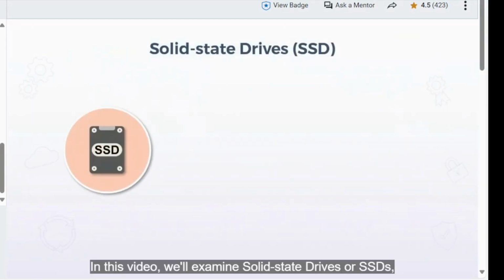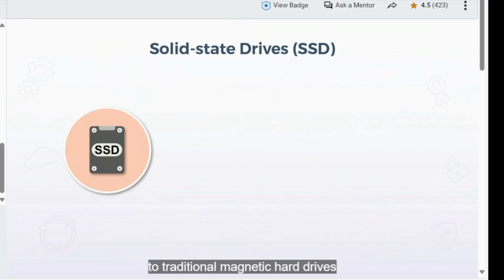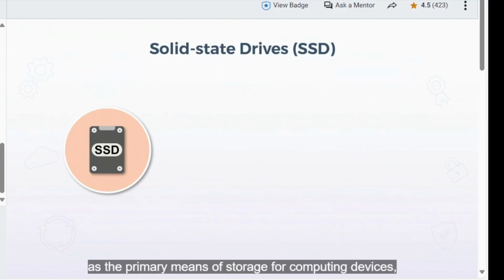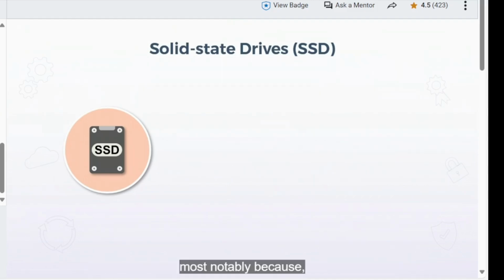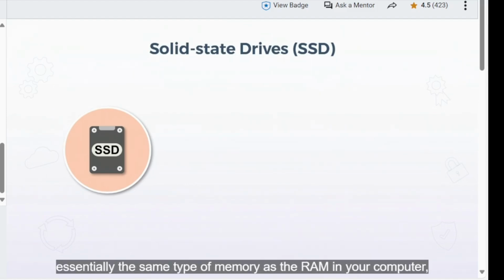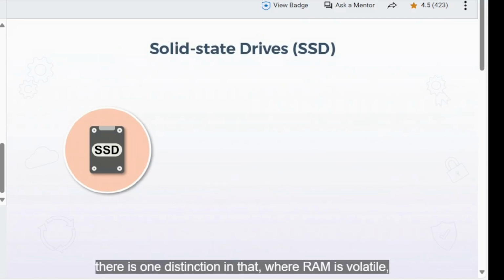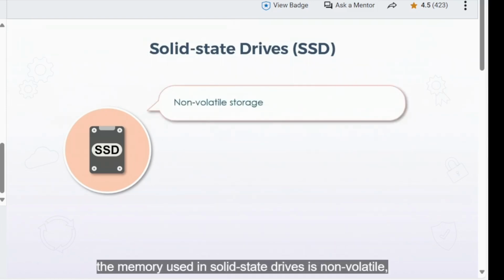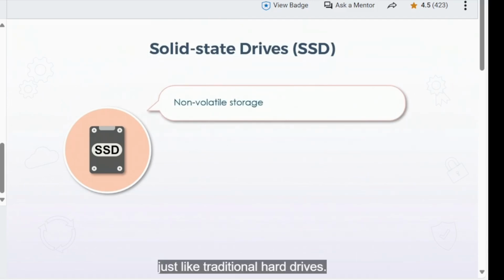In this video, we'll examine solid-state drives, or SSDs, which are rapidly becoming the successor to traditional magnetic hard drives as the primary means of storage for computing devices, most notably because although solid-state drives implement essentially the same type of memory as the RAM in your computer, there is one distinction in that where RAM is volatile, meaning that it requires power to retain data, the memory used in solid-state drives is non-volatile, meaning it does not require power to retain its data, just like traditional hard drives.